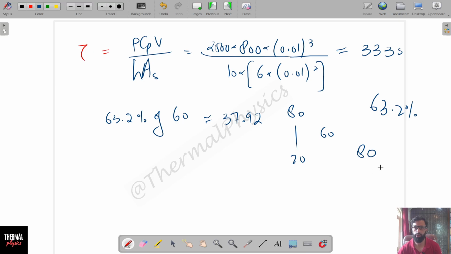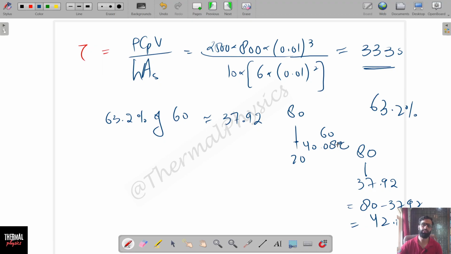That means the temperature has dropped by 37.92 from the initial 80. So what we are left with is 80 minus 37.92, which is 42.08 degrees Celsius. So after time equal to the time constant, after 333 seconds, the temperature would have dropped to 42.08 degrees Celsius. This is what the time constant means in other words. So we found the time constant.